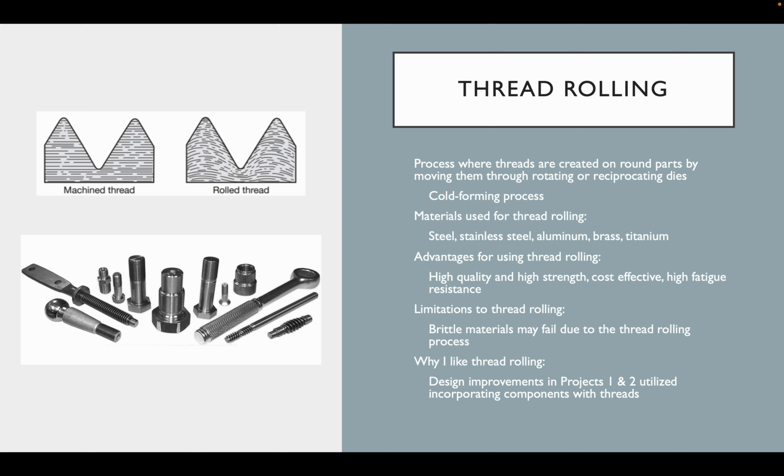A couple limitations to thread rolling are that brittle materials may fail due to thread rolling because it deforms the initial material, and so this isn't a viable manufacturing process for all materials. Why I like thread rolling is that in both previous design and manufacturing projects, I proposed solutions that involved incorporating a nut or a bolt with threads on it to improve a product. So this is a manufacturing method that I've done a little bit of research on, and I keep being drawn to and thinking of design idea solutions, and so I wanted to learn more.